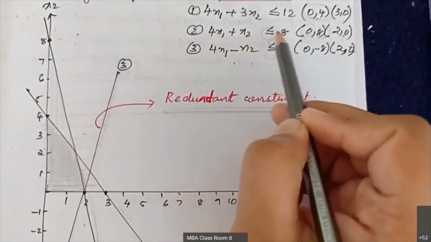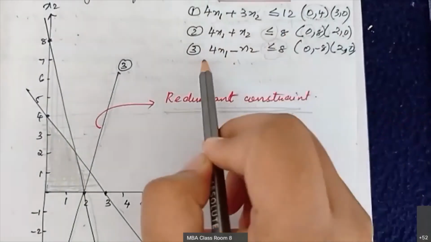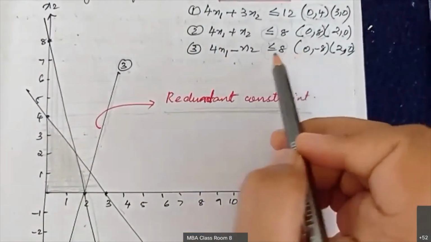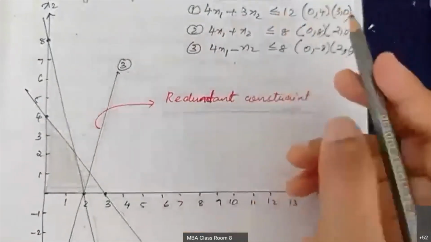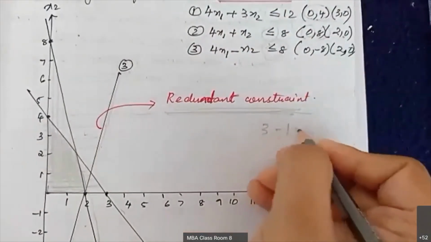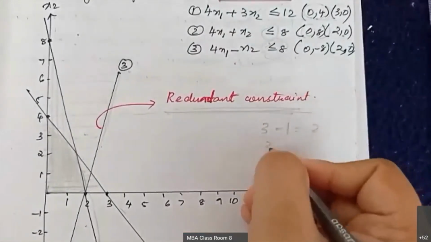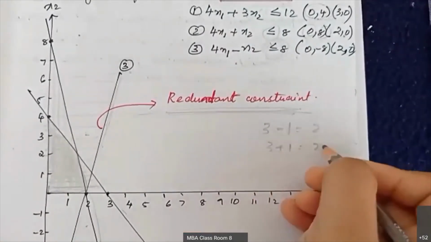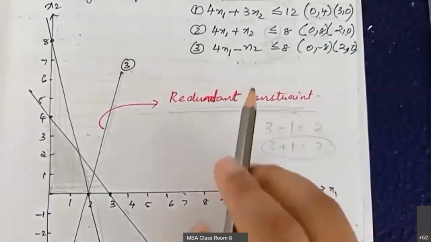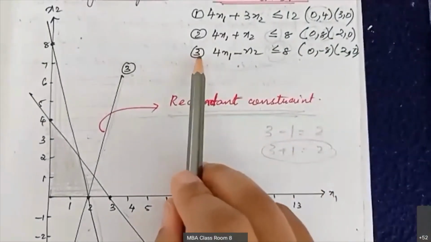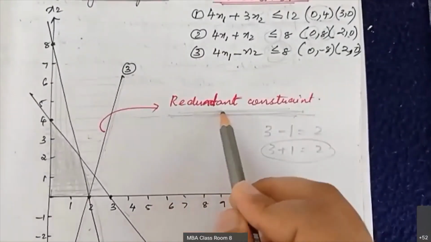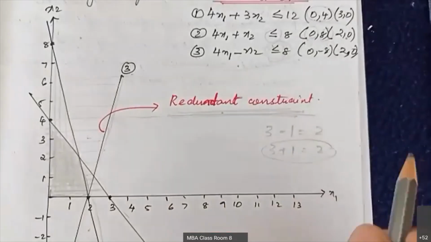Just check the constraints over here. 4x1 plus x2 less than or equal to 8. Again, they are telling 4x1 minus x2 less than or equal to 8. Is that possible? No, it is not possible. For example, 3 minus 1 is equal to 2, but can I tell 3 plus 1 is equal to 2? I cannot. So this one is a redundant constraint. Similarly, in our case, the third constraint is the redundant constraint. It is because of this situation that we have the problem of degeneracy.